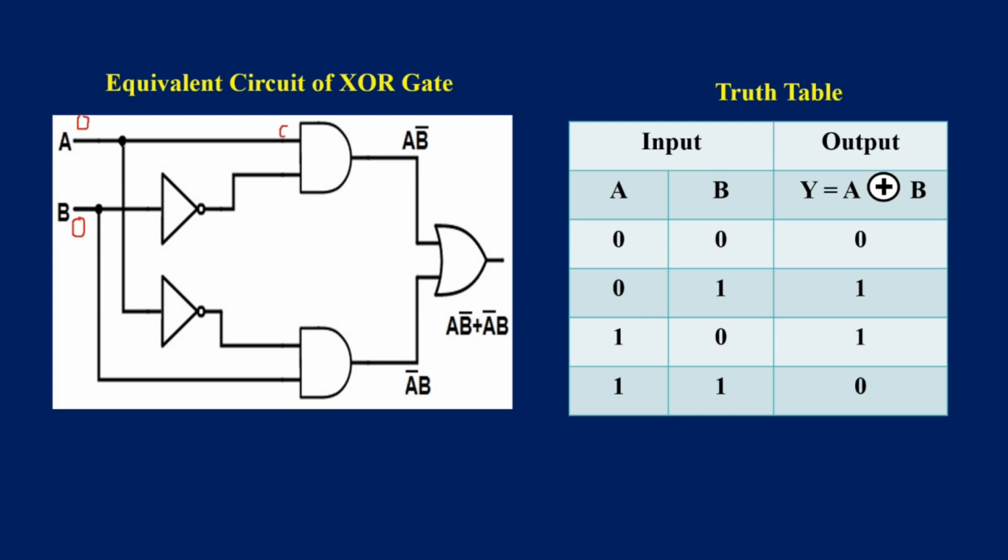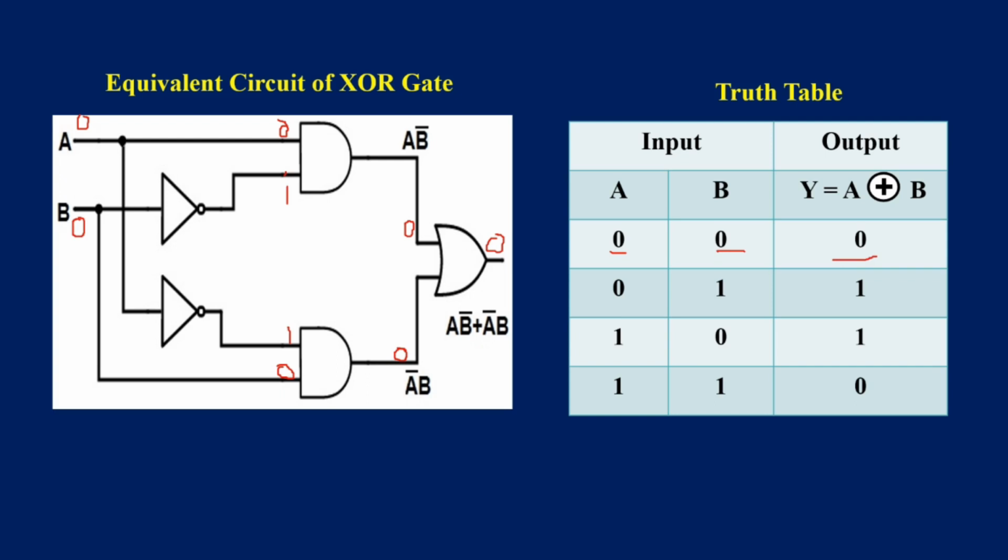This is 0. And this B goes to the NOT gate, and this NOT gate inverts it, it becomes 1. So 0 into 1, the output will be 0 here, and this 0 goes to the NOT gate, this inverts it to be 1, and the second input to this AND gate is 0. So 1 into 0, the output will be 0, and when these two inputs are 0, the OR gate output will be 0. So 0, 0, the output is 0.